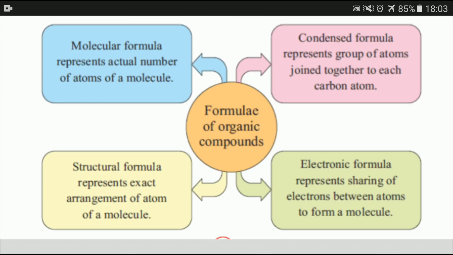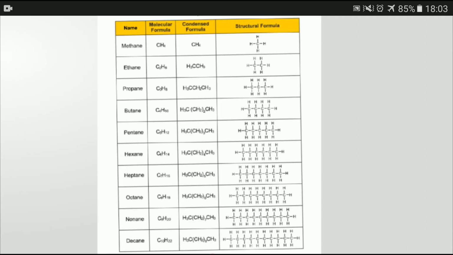This is a summary of formulas of organic compounds. You have learned already that there are 4 types of formula: molecular formula, structural formula, condensed formula, and electronic formula. Here their definitions are written. Molecular formula represents the actual number of atoms. Structural formula represents the exact arrangement of atoms. And condensed formula shows groups of atoms joined together to each carbon atom. And the electronic or dot and cross formula shows sharing of electrons between atoms to form a molecule.